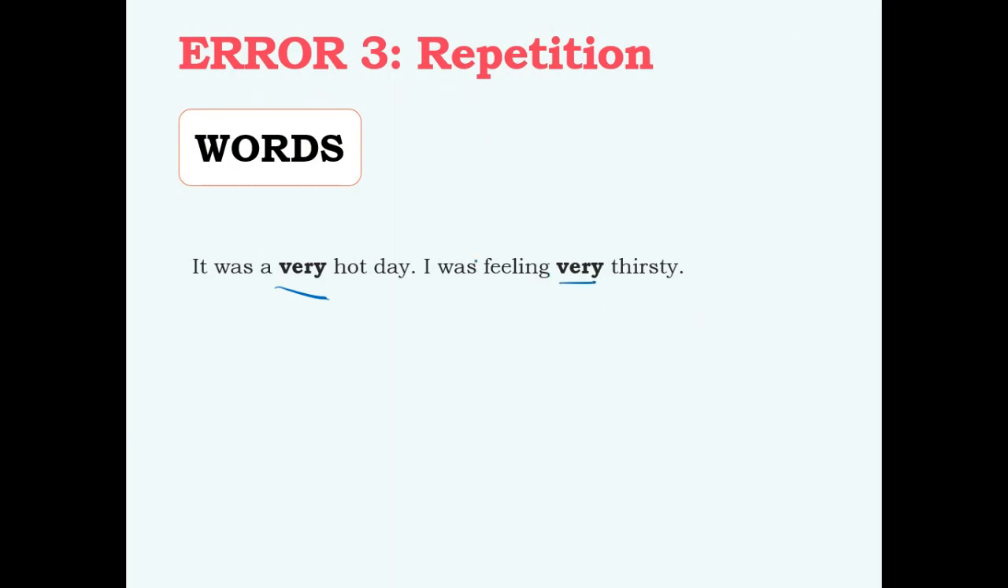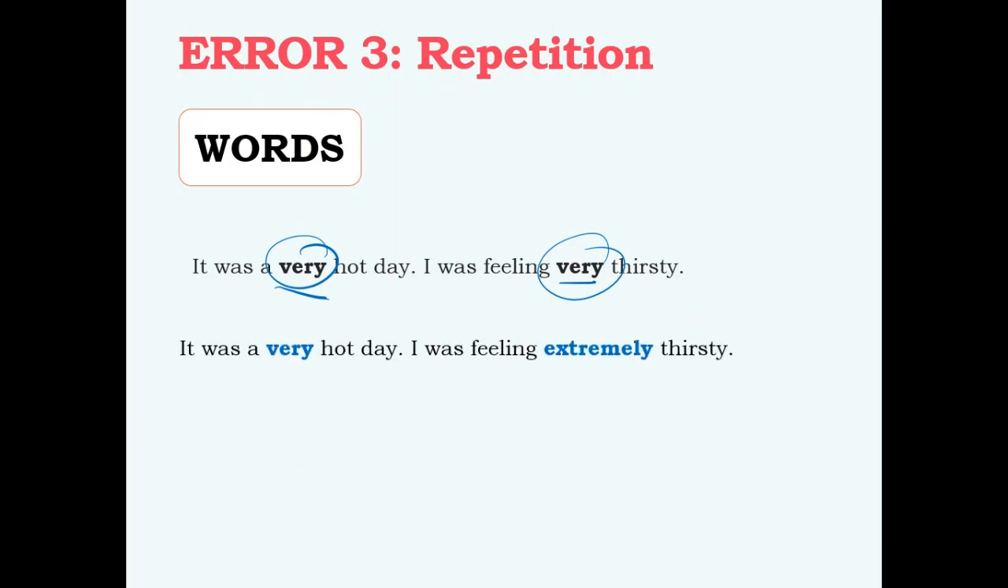I presume when your teacher marks, sometimes they may, you know, circle this, telling you why you're repeating the words. So try and use another word, okay? What you can say is, it was a very hot day, I was feeling extremely thirsty. Use modal adverbs, very, extremely, all right?